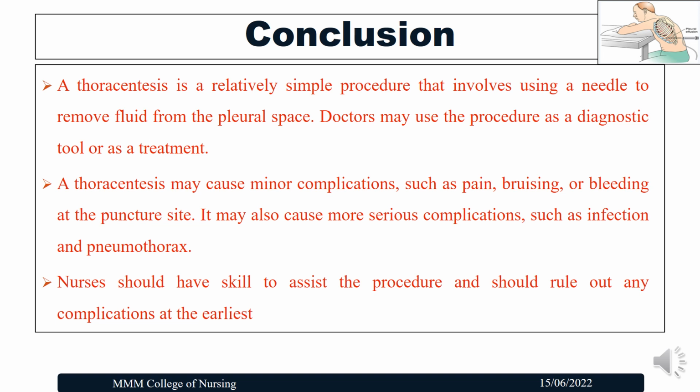To conclude, thoracentesis is a relatively simple procedure that involves using a needle to remove fluid from the pleural space. Doctors may use this procedure as either a diagnostic or a therapeutic method of treatment. A thoracentesis may cause minor complications such as pain, bruising or bleeding at the puncture site. It may also cause more serious complications such as infection and pneumothorax. Nurses should have the skill to assess the procedure and should rule out any complications at the earliest.